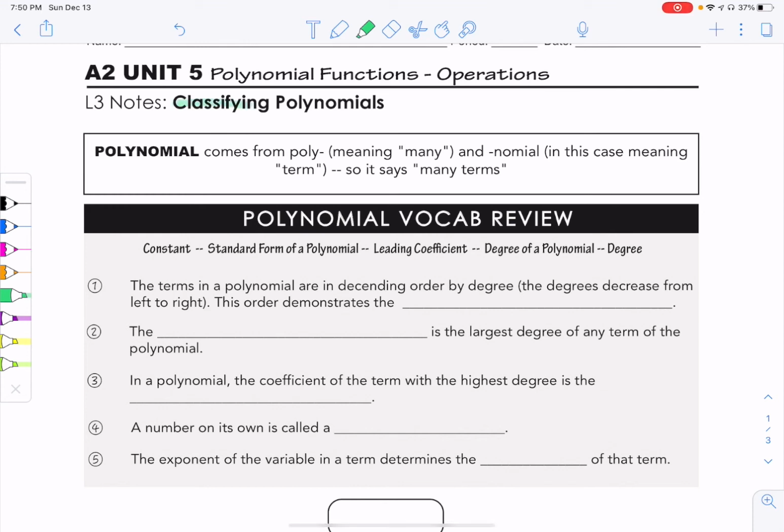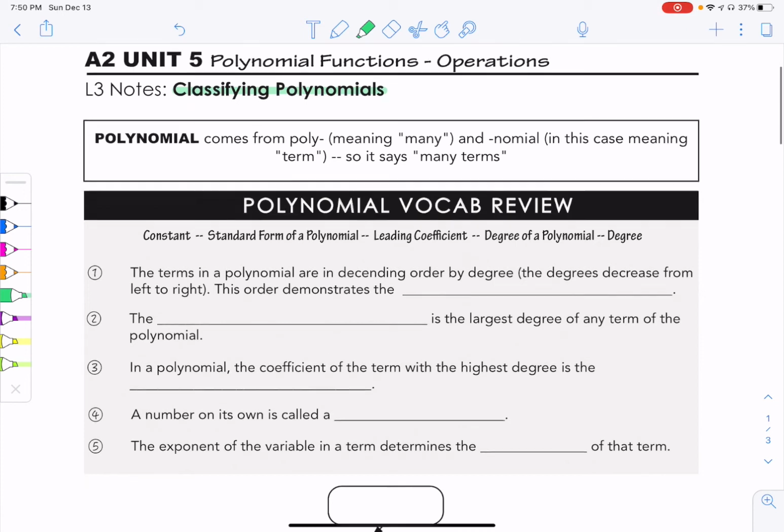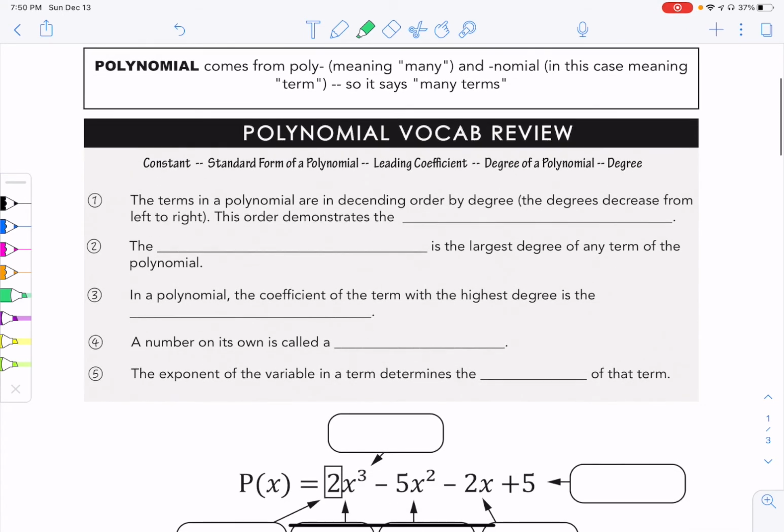Today we're going to learn how to classify polynomials. And the major part of this lesson is just so you understand what I'm talking about when I reference different terms throughout this unit and the next unit, which is also on polynomials. So we'll just talk about the vocab review together.